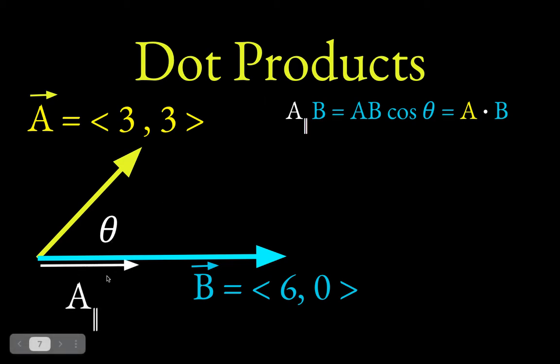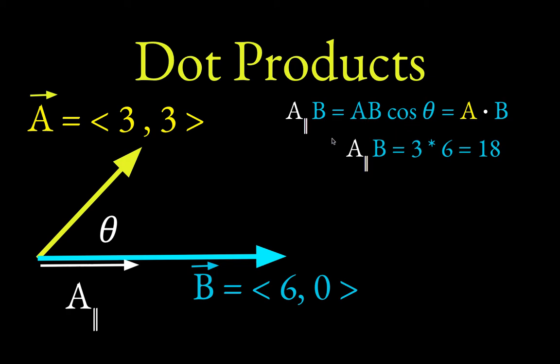Well, A parallel, you can see this vector is going over 3, up 3. So this A parallel component is clearly just 3. So A parallel times B would be, well, A parallel, as we figured out already, is 3. B has length 6, so 3 times 6 is 18. So these vectors have a dot product of positive 18.